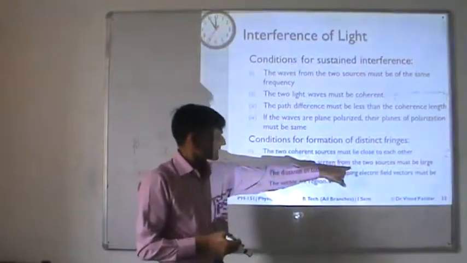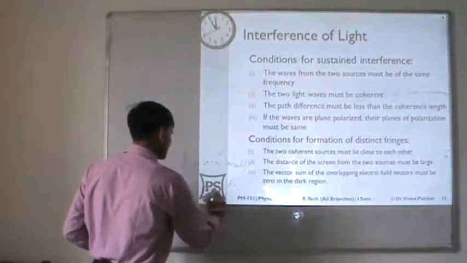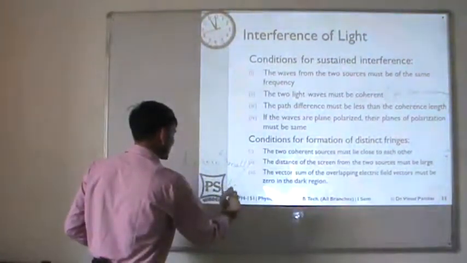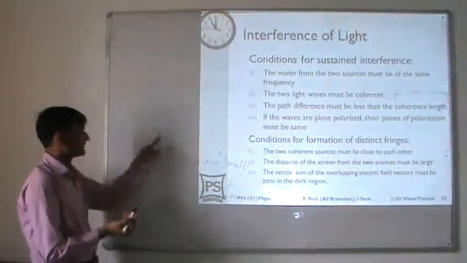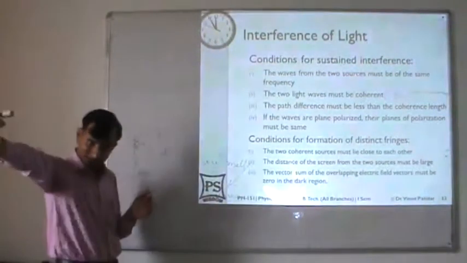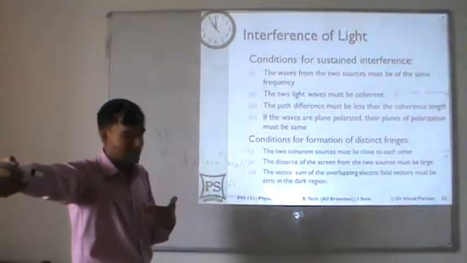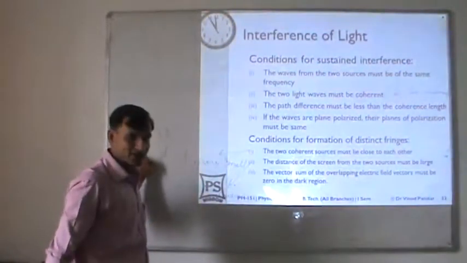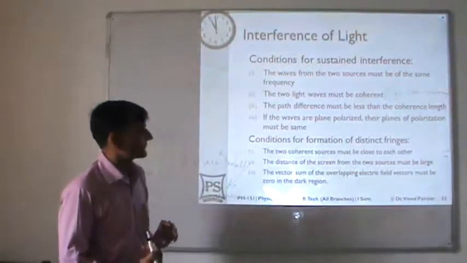The distance of the screen from the two sources must be large. So this condition says D is large. And if D is large, beta is again large. So if the screen is kept at a very large distance from the two slits, then beta would be large and the fringes would be more clear. Okay, and the vector sum of the overlapping electric field.